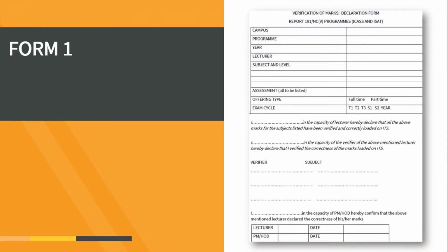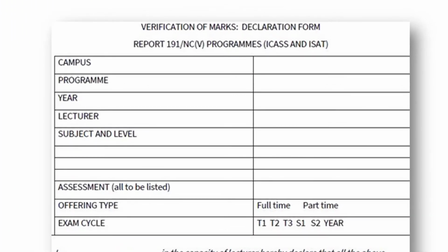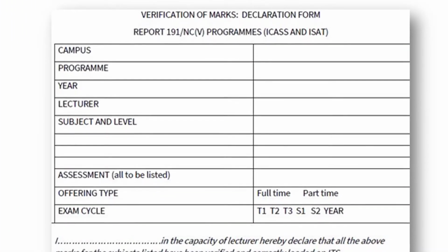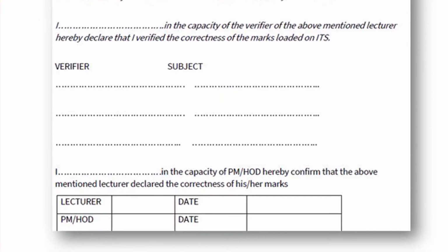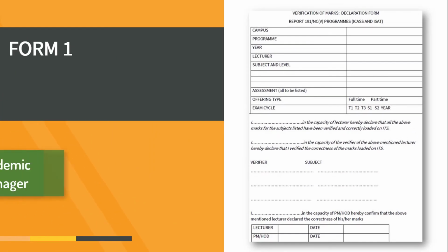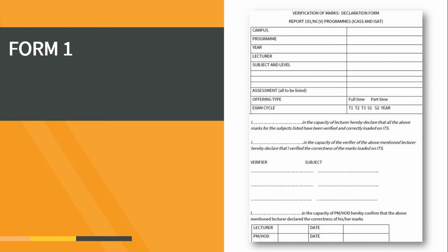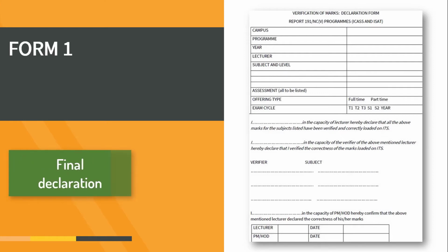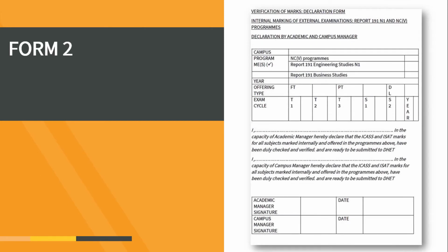This is suggested Form 1. Notice the full study or course details, as well as space for declarations and signatures. The completed form can then be handed in at the academic manager to be filed. Once the academic manager has received these forms, one per lecturer, then a final declaration can be made by the academic manager and the campus manager. For this, there is Form 2.